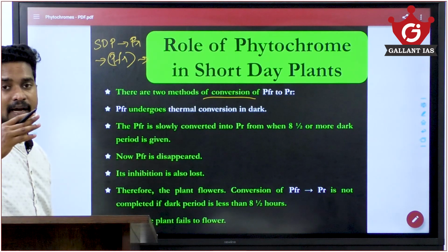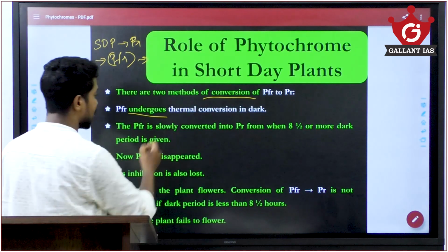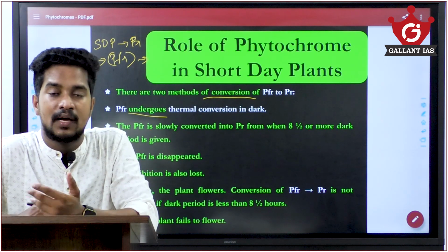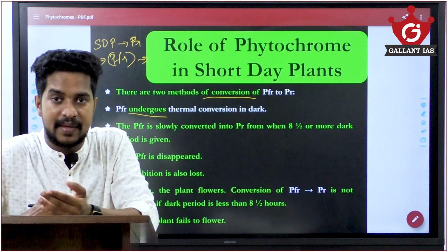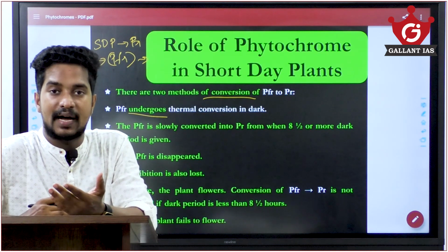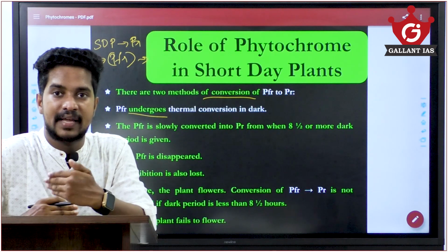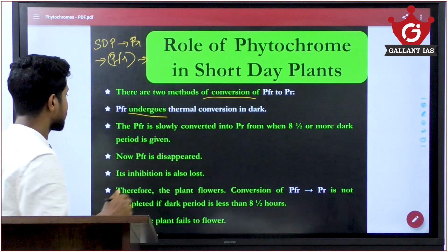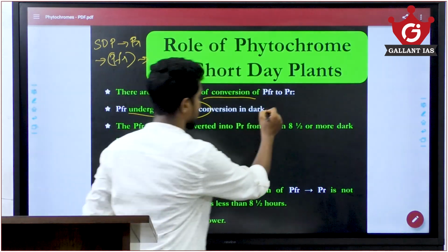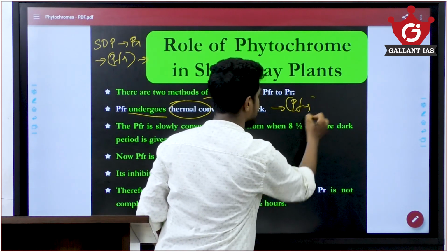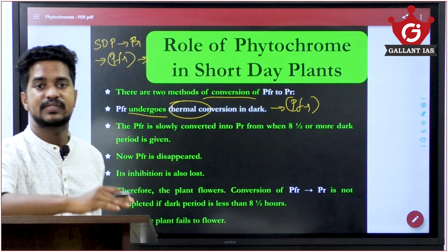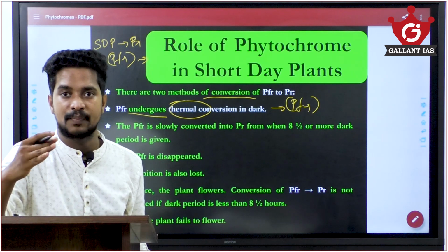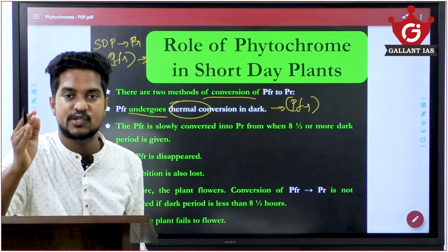Okay, so mainly there are two methods. One is that PFR undergoes thermal conversion in dark. We have already discussed that only the PFR can undergo thermal conversion. During darkness, or when there is no light, this PFR can convert back to PR form. That is called thermal conversion. So if PFR undergoes thermal conversion, it is converted back to PR. That means PR builds up and flowering is possible in short day plants.